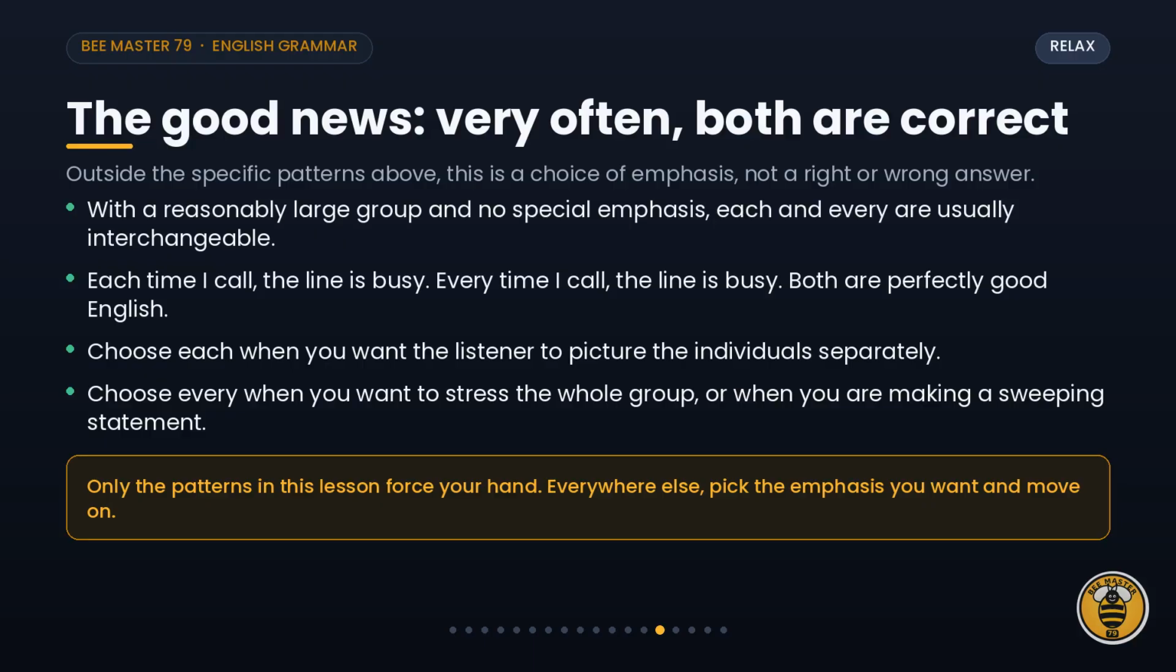Before the practice, some good news. Outside the specific patterns we have just covered, each and every are very often interchangeable. Each time I call the line is busy. Every time I call the line is busy. Both of those are perfectly good English. The difference is only emphasis. Each invites the listener to picture the occasions separately. Every makes a sweeping statement about all of them, so do not agonize over the free cases. Learn the forced ones.